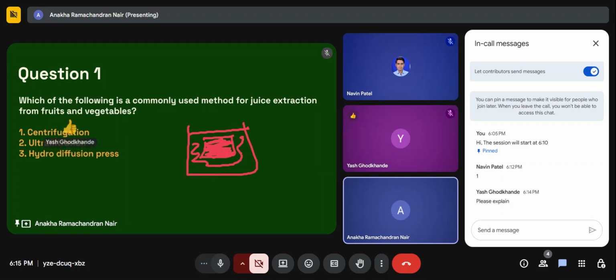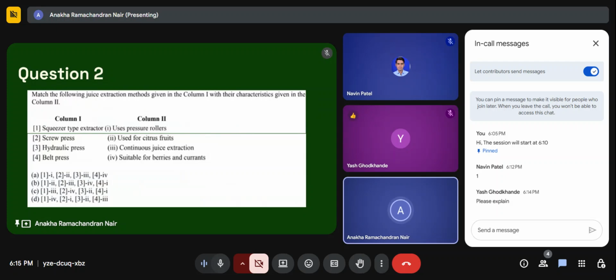Sure. So let's move on to the next question. Question number two is match the following type. In column number one, you have juice extraction methods, and in column number two, you have the characteristics. So you have to figure out what is matching what. So maybe try figuring out what the answer is.